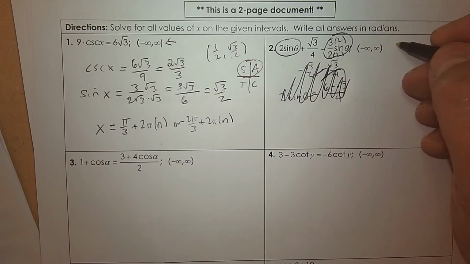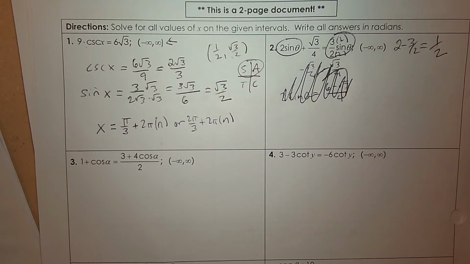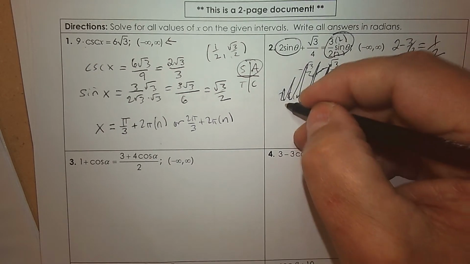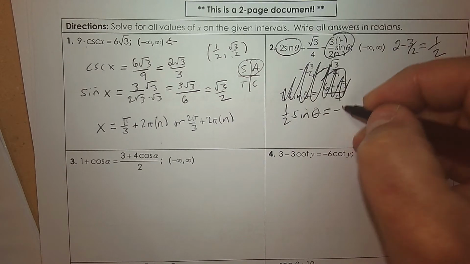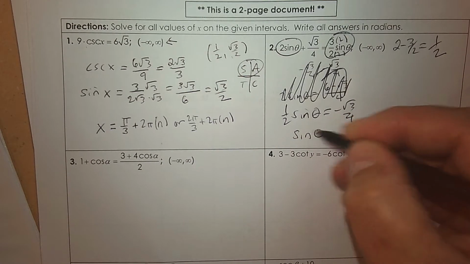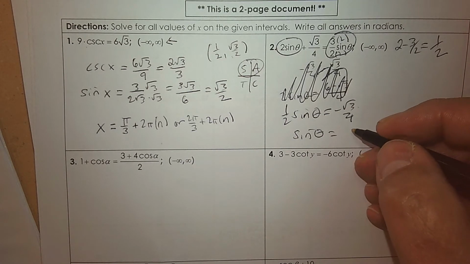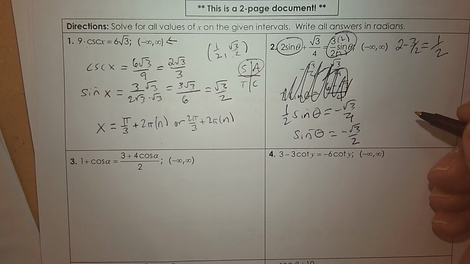When I subtract and I go 2 take away 1.5, that's where you get the 1/2 from. So to bring them together, I'm going to subtract, and then I'm going to subtract root 3 over 4 to isolate the sine theta, and then multiply both sides by 2. And when you do that, you get negative 3 root 3 over 2.